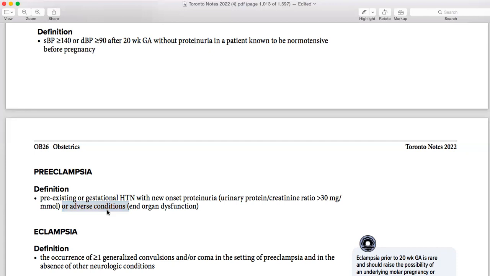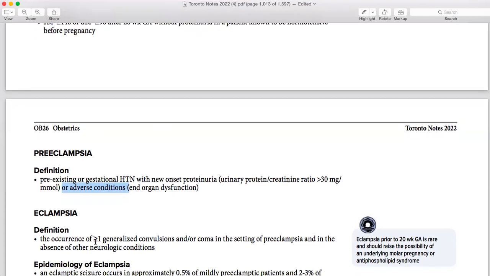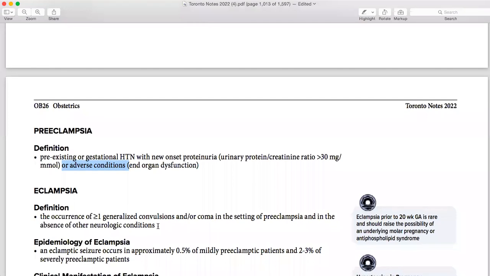Okay. And then comes eclampsia. Now, what is eclampsia? So when is it called eclampsia? Eclampsia is basically the occurrence of more than one generalized convulsion or coma.